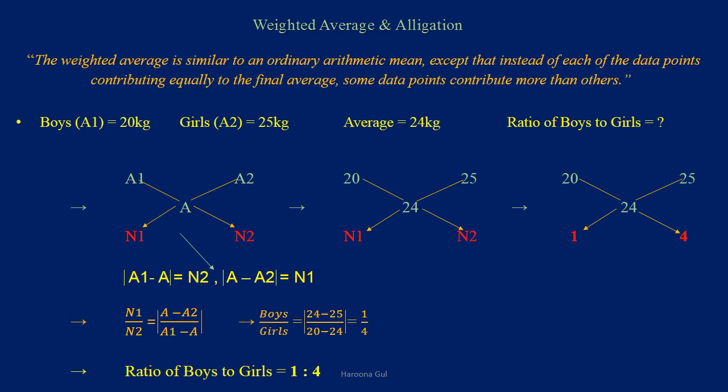Now weighted average is similar to an ordinary arithmetic mean, except that instead of each of the data points contributing equally to the final average, some data points contribute more than others. Now let's suppose we have been given the average weight of boys, that is 20 kgs, that of girls equal to 25 kgs, the average weight of boys and girls to be 24 kgs, and we've been asked to find out the ratio of boys to girls.